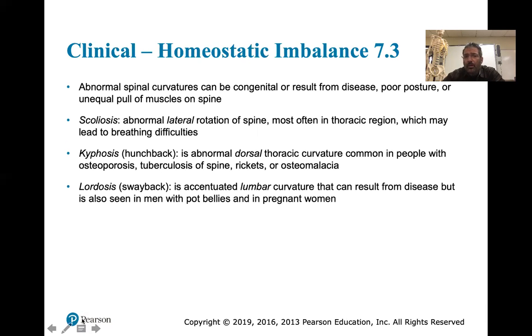All right, abnormal spinal curvatures can be congenital, meaning you're born with it, or result from disease, poor posture, or unequal pulling of muscles in the spine. Kyphosis can be acquired or congenital. Disease: you could have tuberculosis of the spine, or osteomyelitis, inflammation of the bone. It can just start deteriorating those vertebral bodies, and they'll start getting crushed.